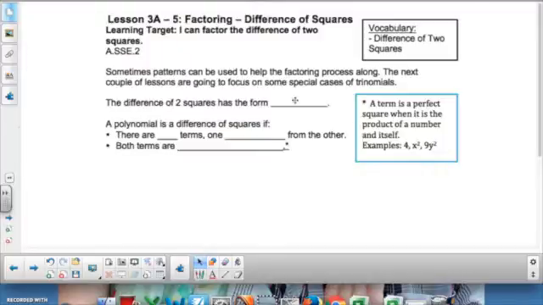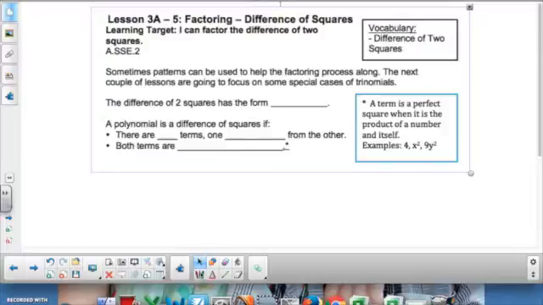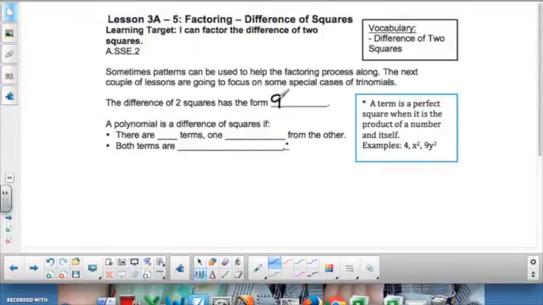The difference of two squares has the form a squared minus b squared. A polynomial is a difference of squares if there are two terms, one subtracted from the other, and both terms are perfect squares. Now, I made a little note over here in your notes that a term is considered a perfect square when it's the product of another number and itself.